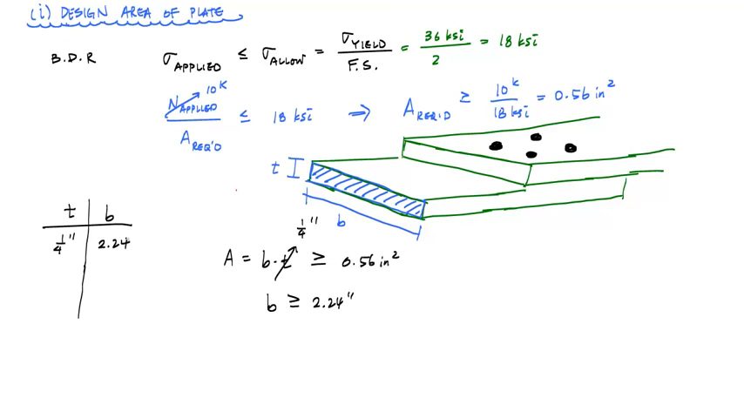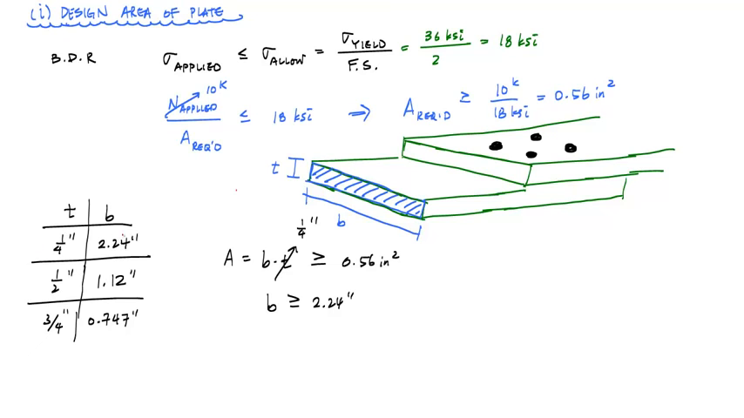I would have this 2.24 inches, and then I can also check it for, let's say, a 1/2 inch thick plate and a 3/4 inch thick plate. If I repeat that same process, I would need a width of 1.12 inches for a 1/2 inch plate and 0.747 inches for a 3/4 inch plate. So looking at my design results, if you will, I can, as an engineer, choose what's the most efficient, or whatever is going to fit my application.